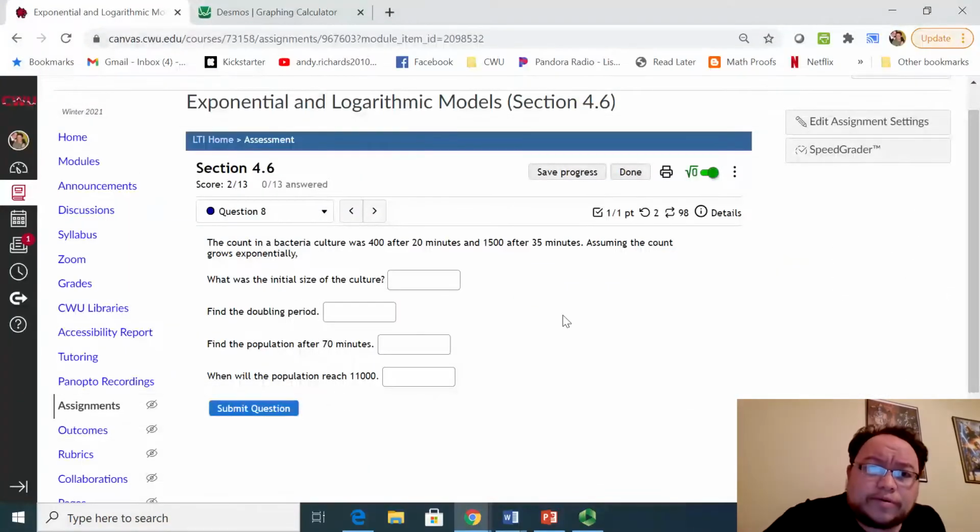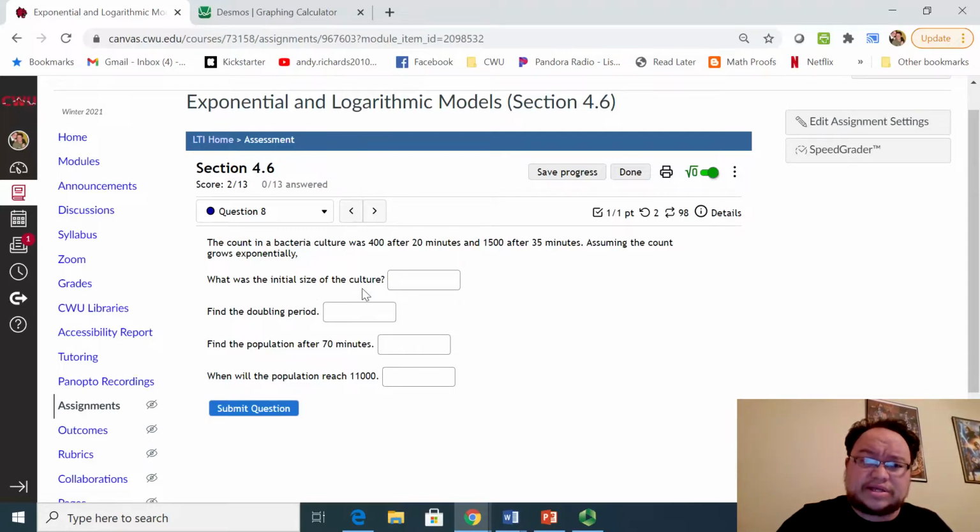Hello everyone, I'm going to go over question 8 from section 4.6 on exponential and logarithmic models. What we have is a classic scenario where we have a bacteria culture and we know how much is there after so much time, and then we check it later and we can see how much it's grown. Then we're given a bunch of different questions off of that. I'm going to go back and forth throughout this video because it's going to take a little while to answer each of these pieces.